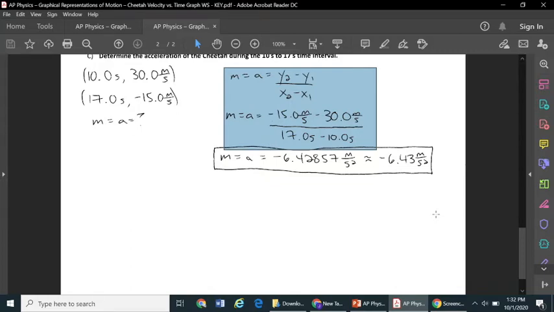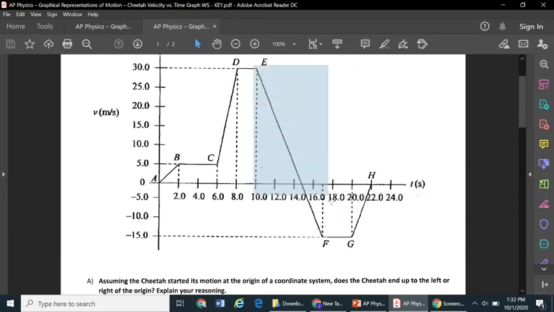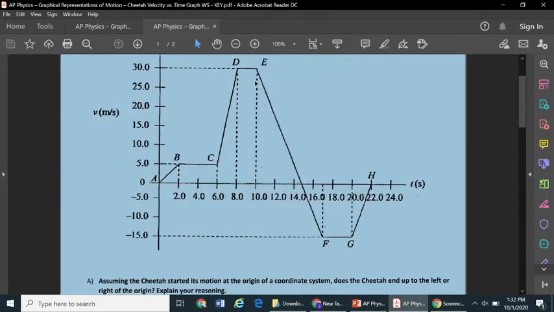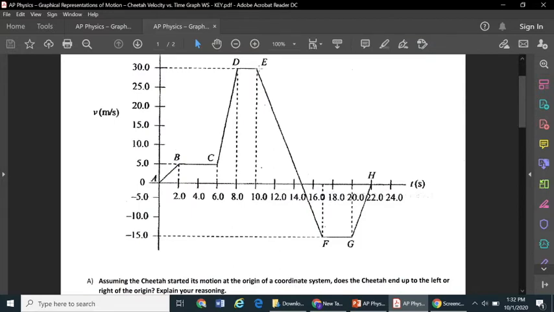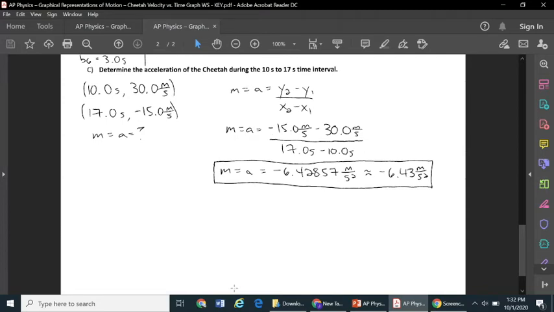So that should make sense to you here, because notice when that negative acceleration interval starts, the object had a positive velocity. And so the positive velocity combined with the negative acceleration caused the object to slow down, then stop, and then start to accelerate in the negative direction, where they increased the velocity in the negative direction. And that's the idea. The acceleration is negative 6.43 meters per second squared.